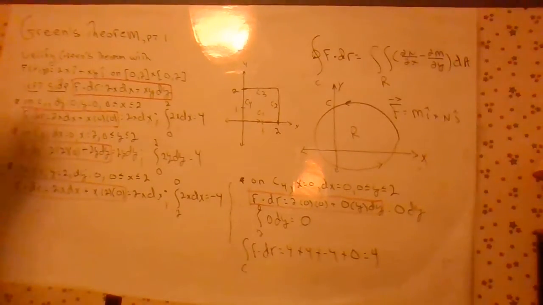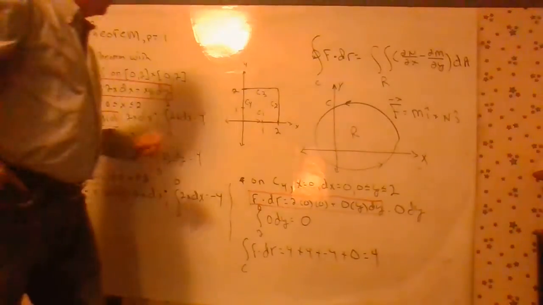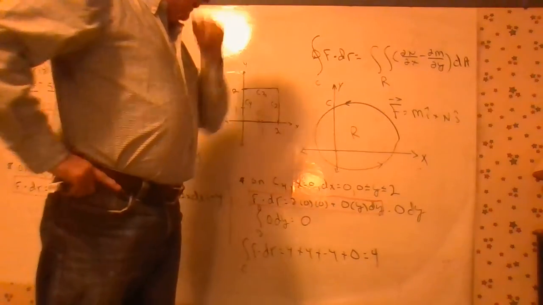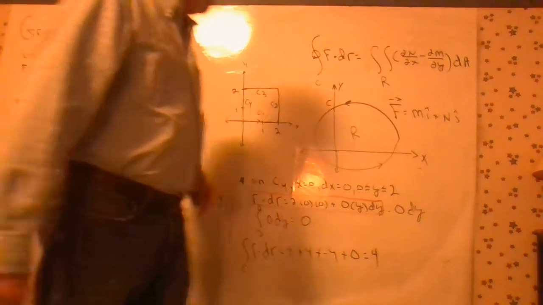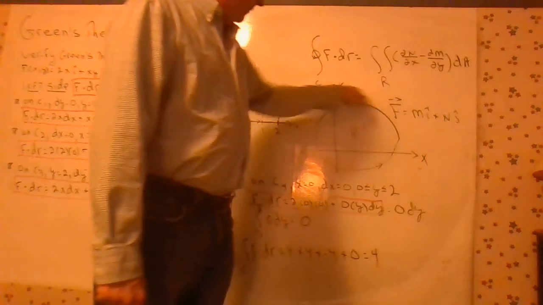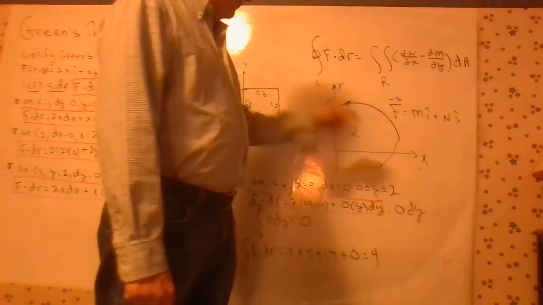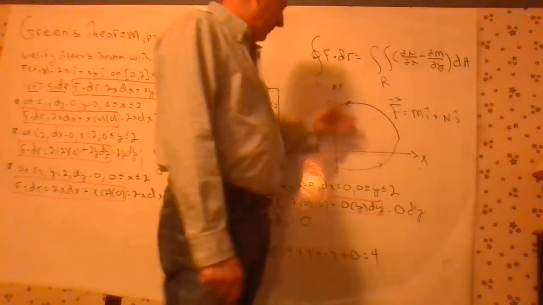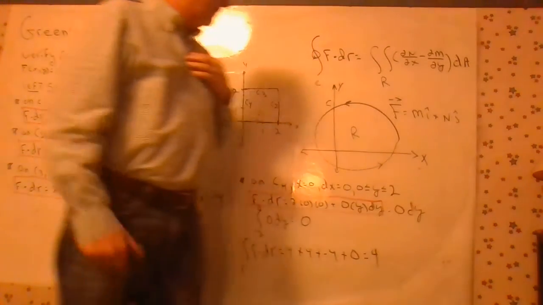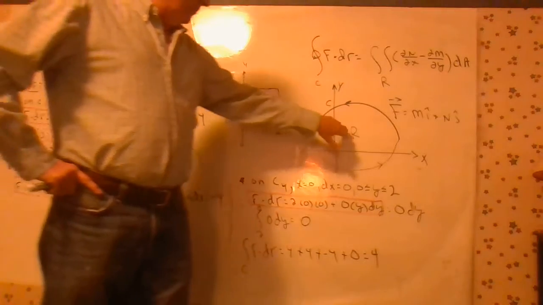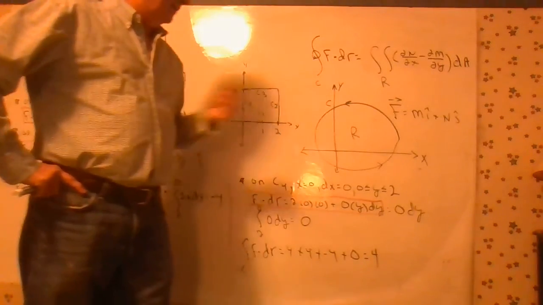Green's theorem, part one. This is a basic statement of Green's theorem over here. We have a path, a closed path, traversed in the counterclockwise direction. It's a simple closed path. It doesn't cross itself. And it encloses a region R for region.